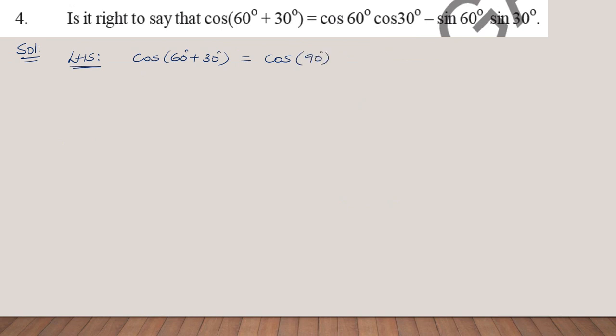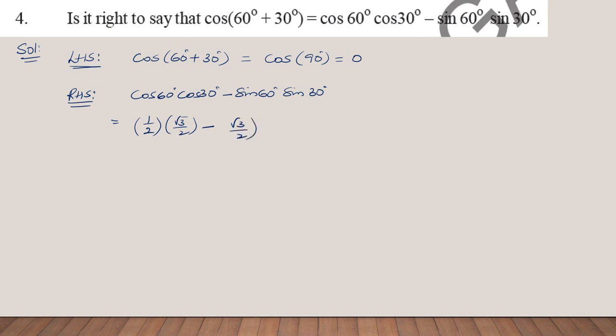Cos of 90 degrees. So 60 plus 30 is 90. So the value of cos 90 is 0. Next, moving on to the right hand side. So cos 60 degrees into cos 30 degrees minus sine 60 degrees into sine 30 degrees. Now substitute the values. Cos 60 value is 1 by 2 into cos 30 value is root 3 by 2 minus sine 60 value is root 3 by 2 into sine 30 value is 1 by 2.